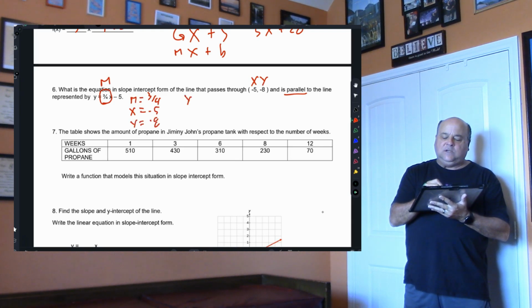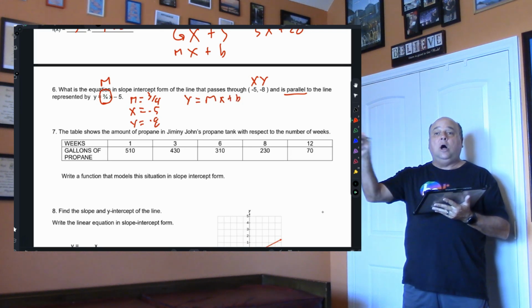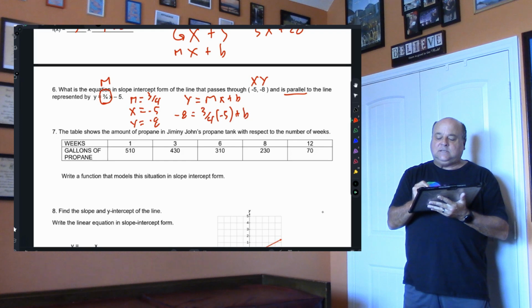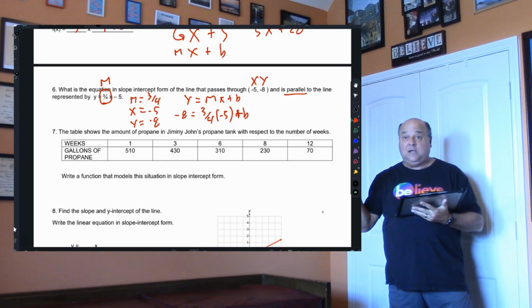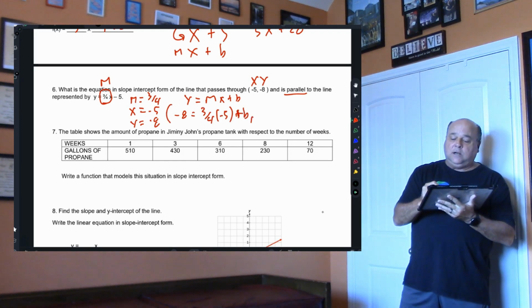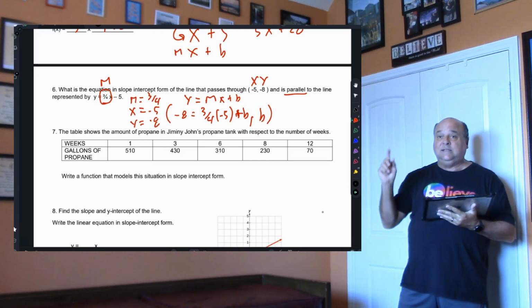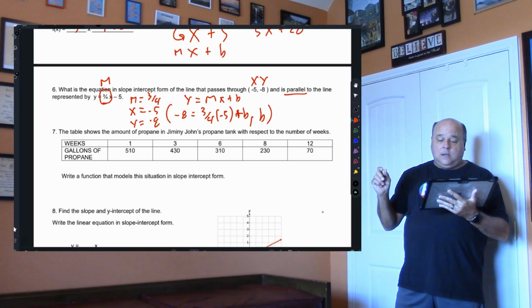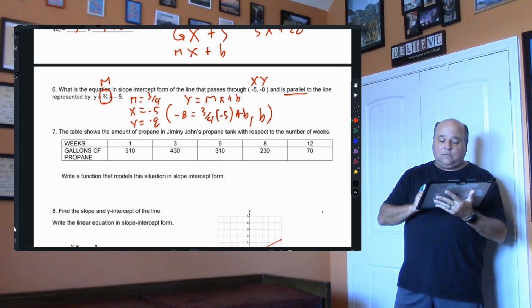We need to put this in y equals mx plus b, and we're going to solve it. We know all the letters but b. So y is -8, our m is 3/4, our x is -5, and our b is going to be here. The b is going to end up being a fraction, so I'm actually going to put this in the nSolve because this is not going to be a nice number, okay? And let me make sure I did that right. I did that right, okay?